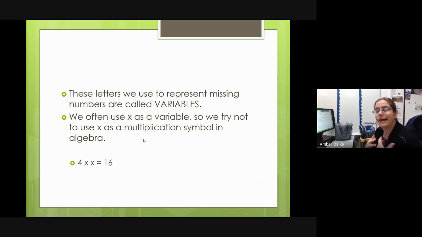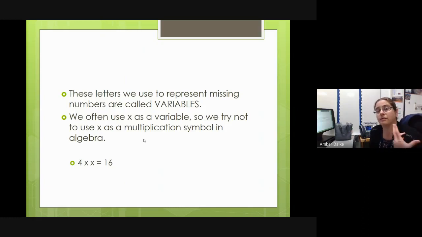So for example, these letters that we use to represent missing numbers are called variables. We often use x as a variable. The reason for that is complicated. It has to do with the fact that you can graph what we call expressions. You can put them on a graph. And so we like to use x and y really, really often in these because there's the x coordinate and the y coordinate on a Cartesian plane, right? You can graph these things.